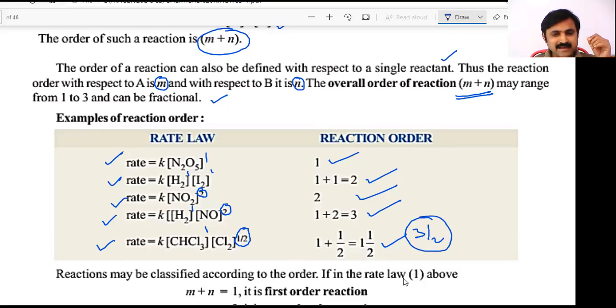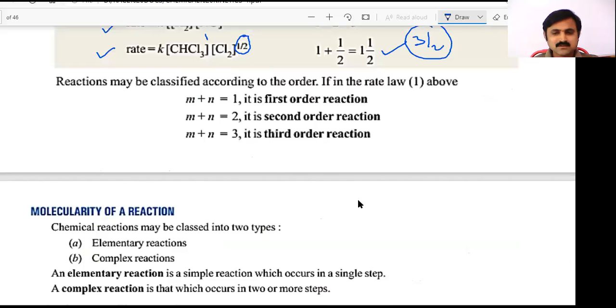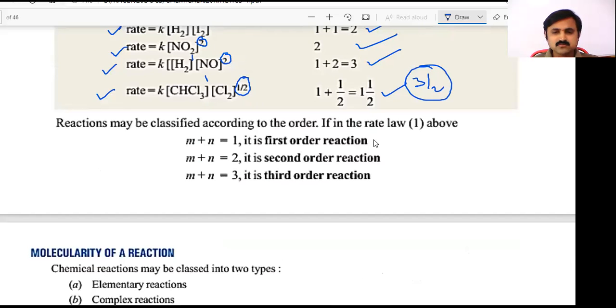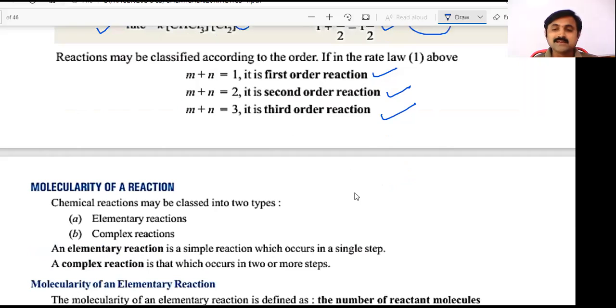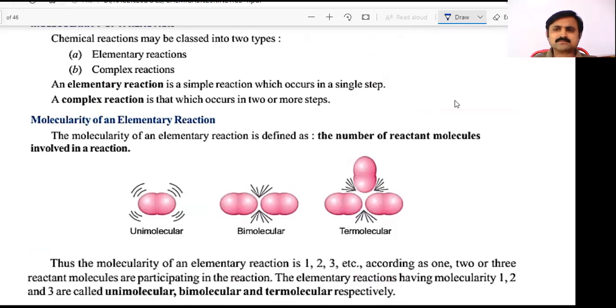Reactions may be classified into this kind. When the overall order is 1, we call it a first order reaction. If it is 2, second order. If it is 3, third order reaction. We can classify the reactions on the basis of order of reaction: first order, second order, third order. Let us move on to another important topic.